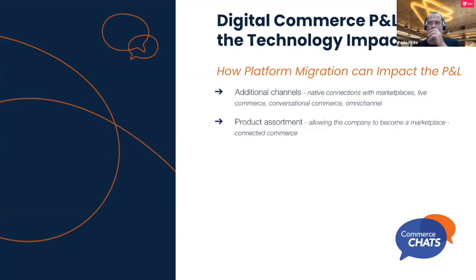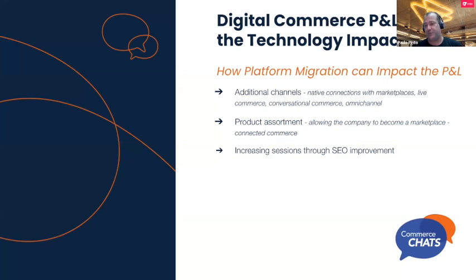The next one is product assortment. So let's say your new platform allows you to connect to other players in the ecosystem, and you become a marketplace, right? The connected commerce concept. You start to sell in your store a lot more products, a lot more stuff. So your consumer will enter the store and probably will buy a lot more stuff. It's also expected to increase your revenue.